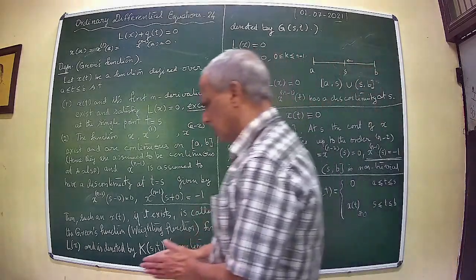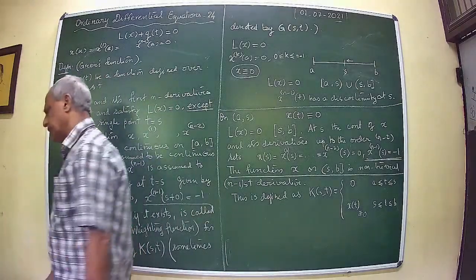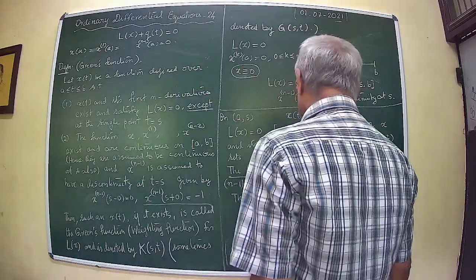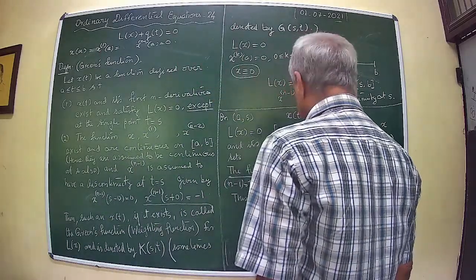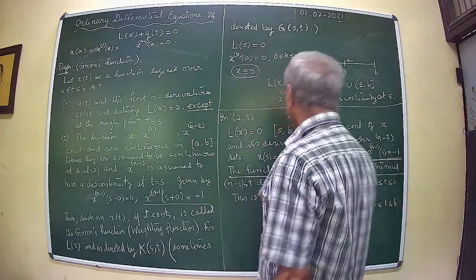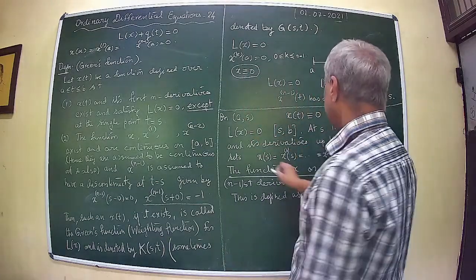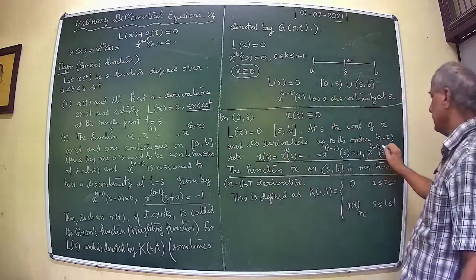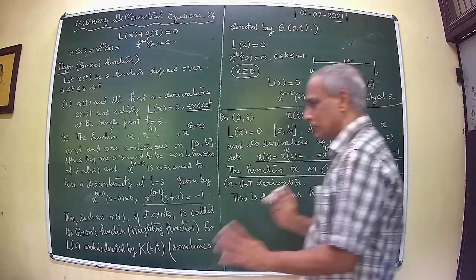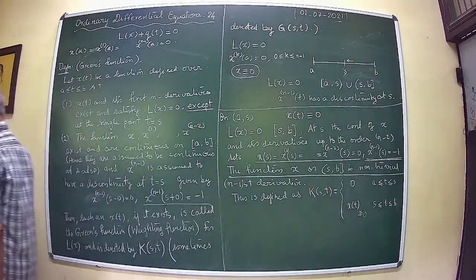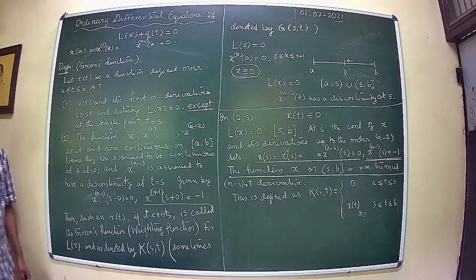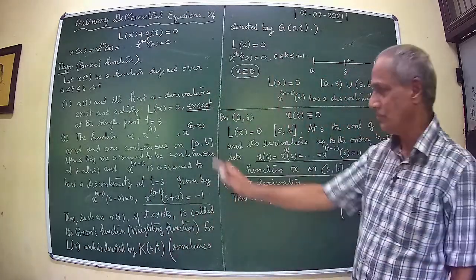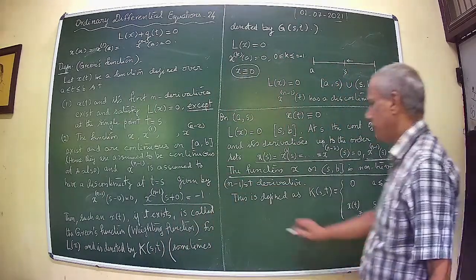Not only is the function continuous, but the function and all its derivatives up to the order n minus 2 are continuous. Therefore these conditions are satisfied. But there is a jump discontinuity, and this jump discontinuity is going to do the job in defining our inverse machine, as we have worked with that simple example.